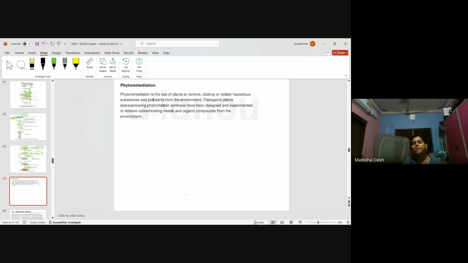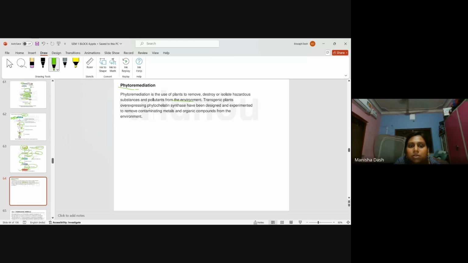Then another very important application is phytoremediation. So phytoremediation means using plants against environmental pollution. The term phyto is related to plants. So phytoremediation is the use of plants to remove, destroy or isolate hazardous substances and pollutants from the environment.